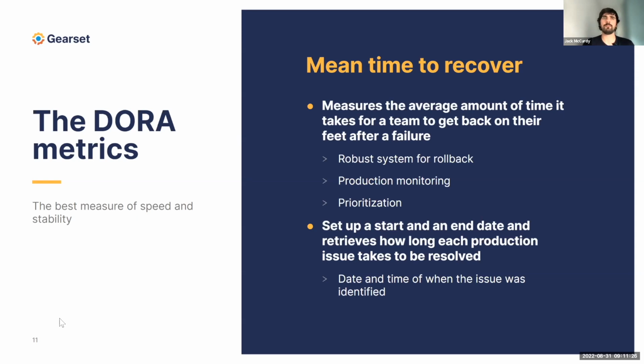So it's another really important metric for identifying how resilient you are as a team when it comes to things going wrong, because ultimately things do go wrong. That's a fact of life and a fact of software delivery. But the faster you can recover from it, the better. Again, we're setting up a start and an end date, and we'll retrieve how long each production issue takes to be resolved in Gearset there as well.